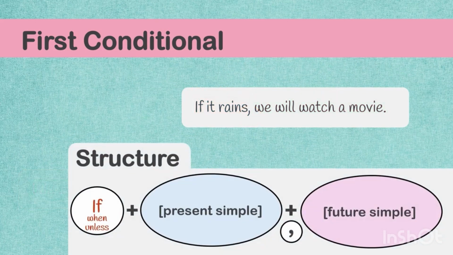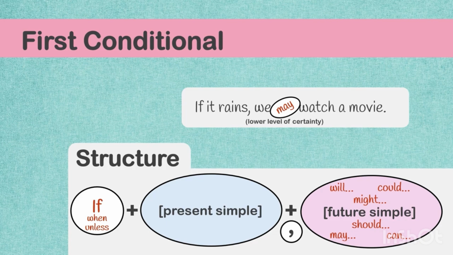It's important to note that instead of will, we can also use the modal verbs might, could, may, should, or can, depending on the level of certainty or the nature of the outcome. For example, instead of "if it rains, we will watch a movie," we could say "if it rains, we may watch a movie," which indicates a lower level of certainty. Or we could say "if it rains, we should watch a movie," which implies a suggestion.